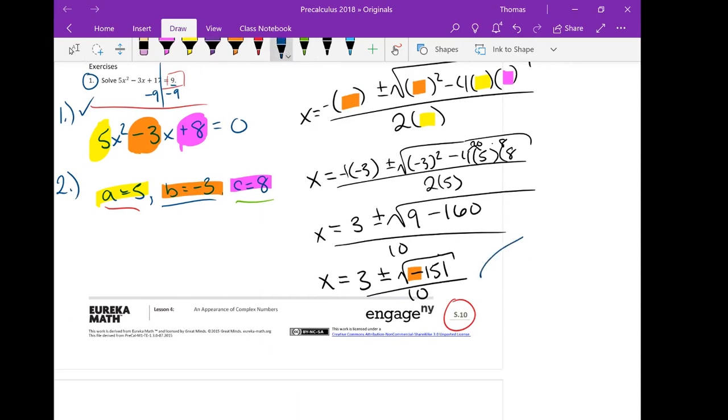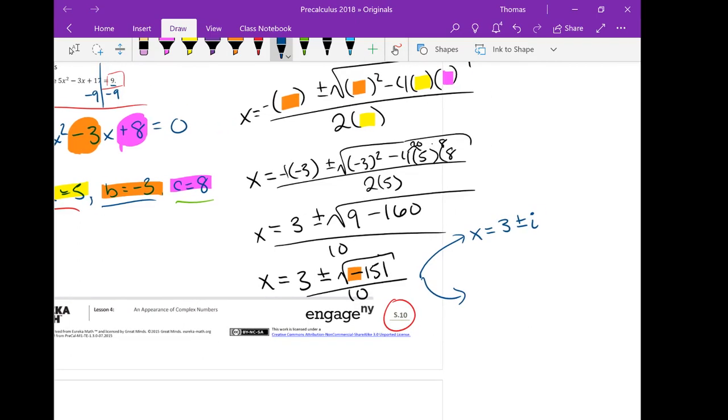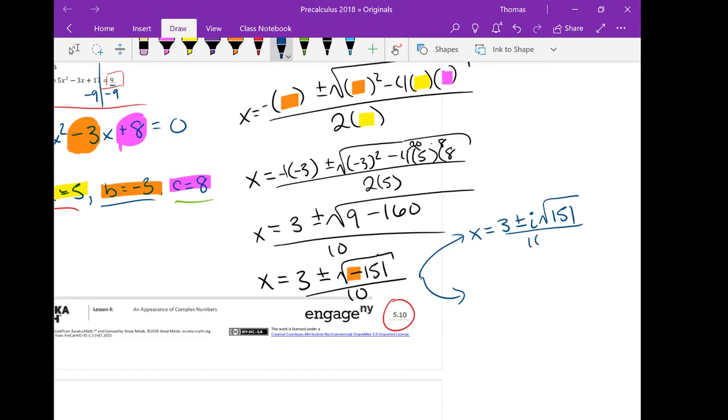And I'm actually going to write both of our solutions now separately. So x equals 3 plus or minus, this is our imaginary unit, i times the square root of 151 all over 10. And then x equals 3, oops, I just went to write plus up here, plus 3 minus. I want to split them up into the 2 different solutions. Okay. So there's how we would walk through an example on this.